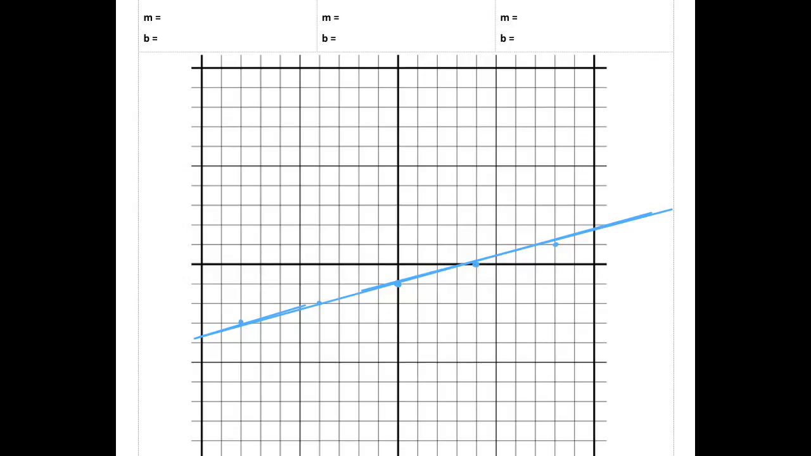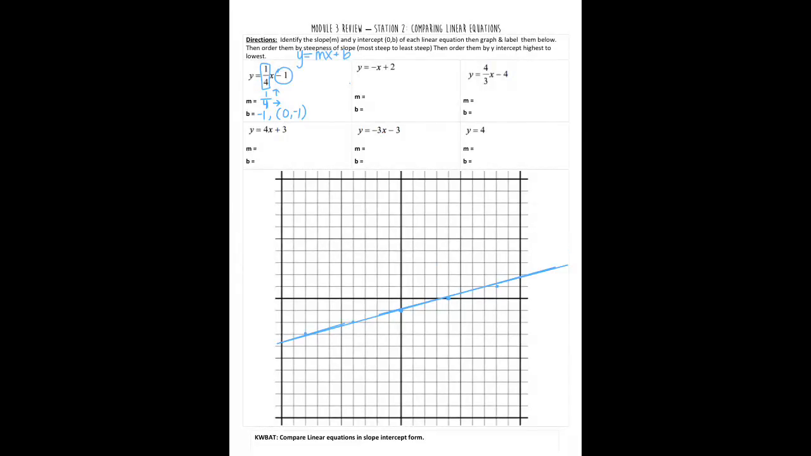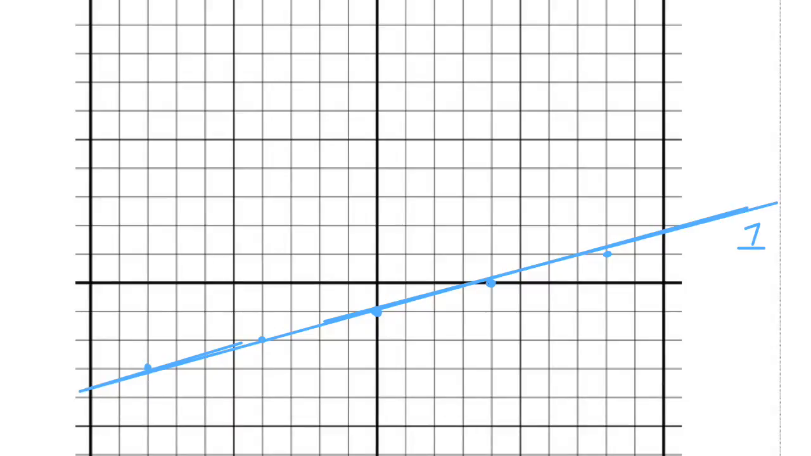Okay, so then I have that line there, and I'm just going to call this line number 1, because Ms. Rico didn't label them for us, so we're going to label them ourselves. This is line number 1.